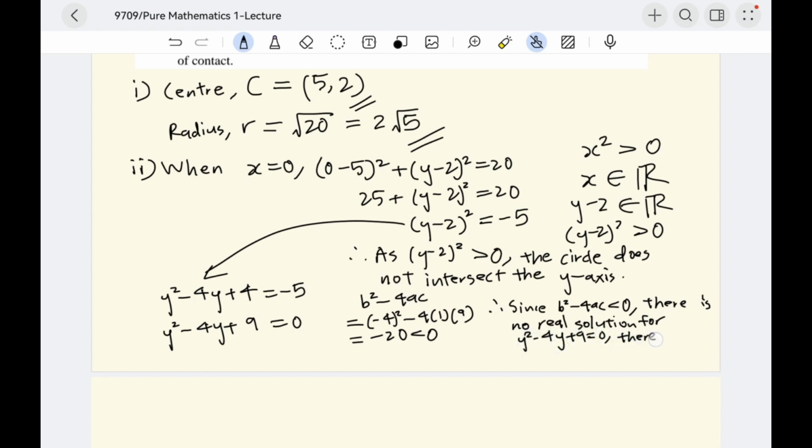Therefore, the circle does not intersect the y-axis. That's all about it. Okay, that's all for this part.